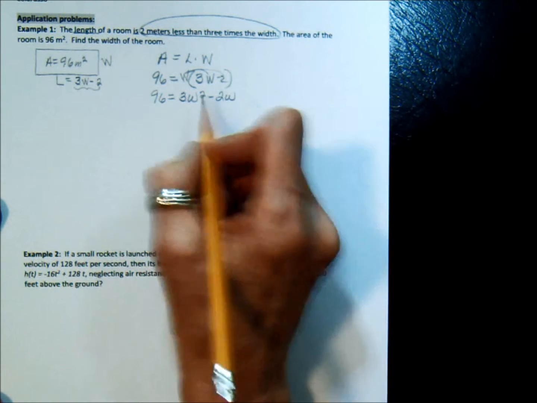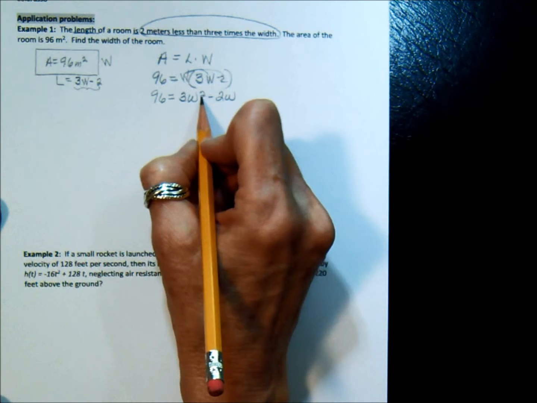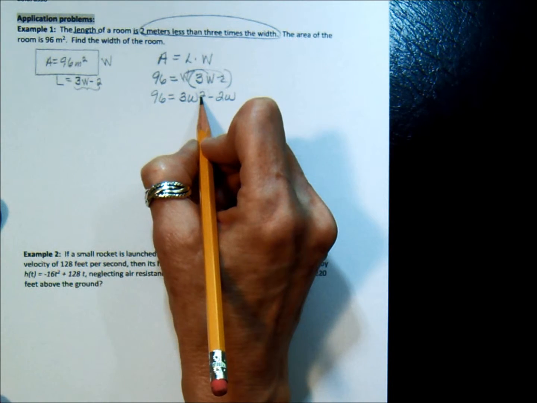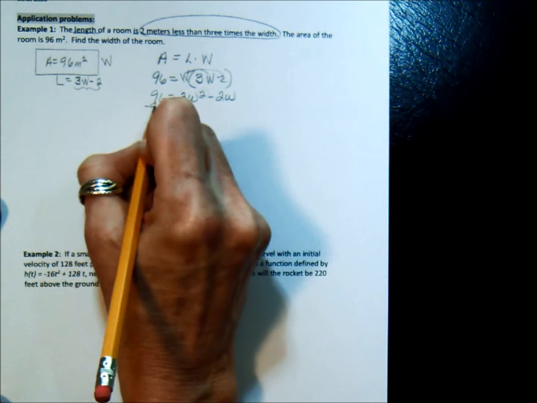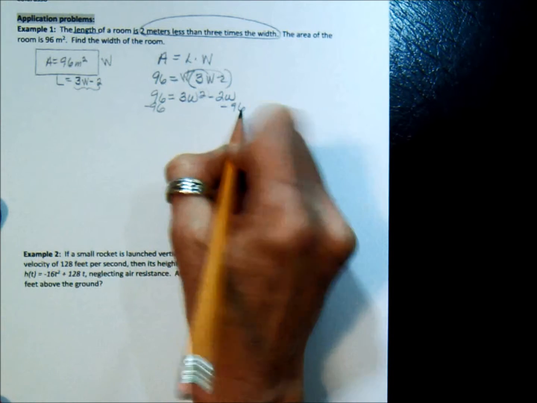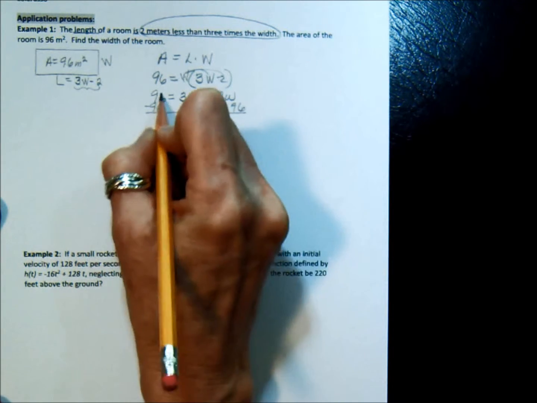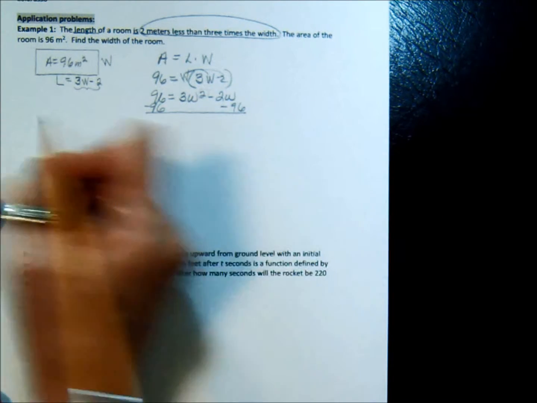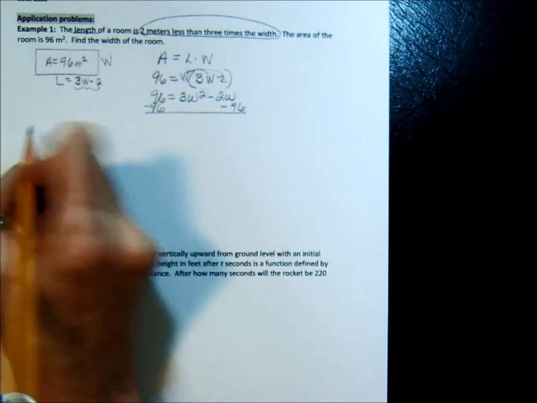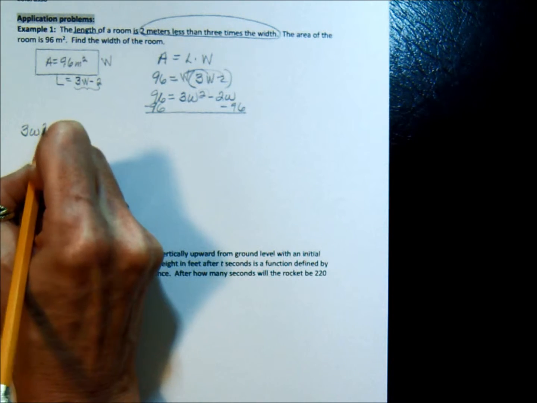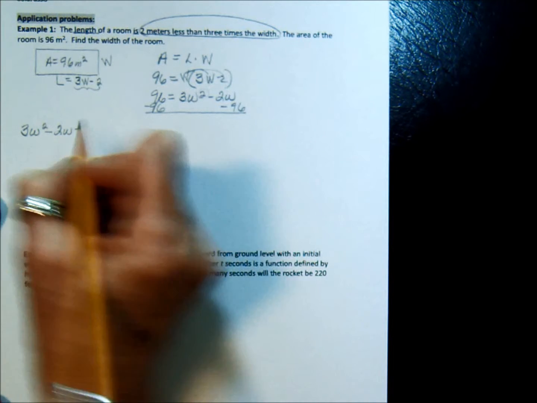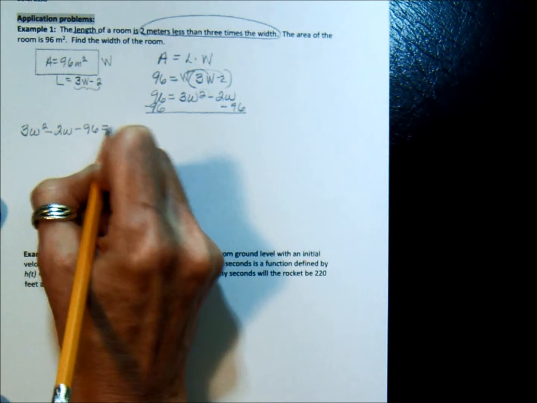And because I have a quadratic equation, I know that because of that squared term, I have to get my equation equal to 0 in order to use the zero factor property. So I'm going to move over here and write what I have left. I have 3W squared minus 2W minus 96 equals 0.